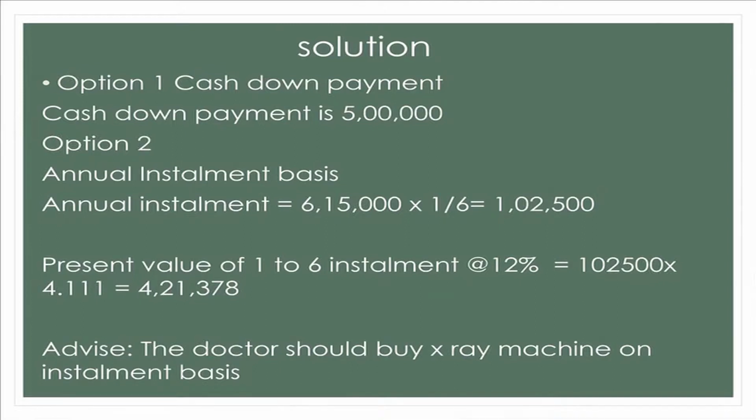Present value of 1 to 6 installments at 12% will be, the annuity at 12% is given as 4.111. So, to ascertain the present value of the installments, we will multiply 4.111 by 1,02,500, that is the annual installment. So, the present value will be 4,21,378. The present value of 1 to 6 installments is 4,21,378, and it is lesser than the cash down payment of 5 lakh.